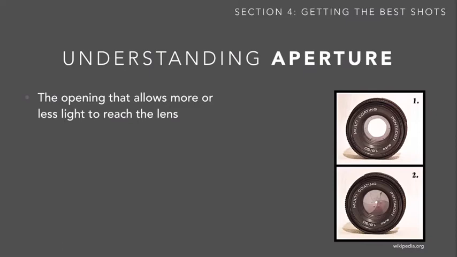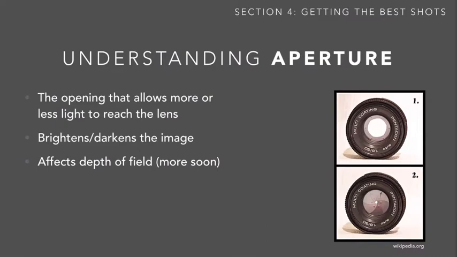So on the top one, you have a very wide aperture, and on the bottom picture you have a very narrow aperture. And as you might imagine, this brightens and darkens the image. So if you have a wide aperture, you're going to get more light and a brighter picture. If you have a very narrow aperture, you're going to get less light and a darker picture.